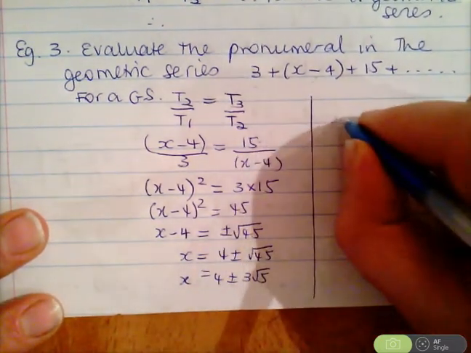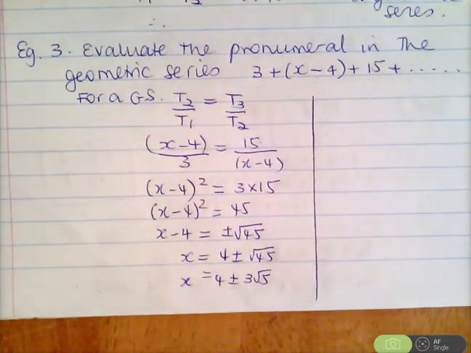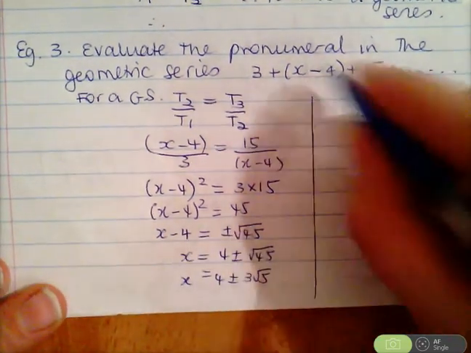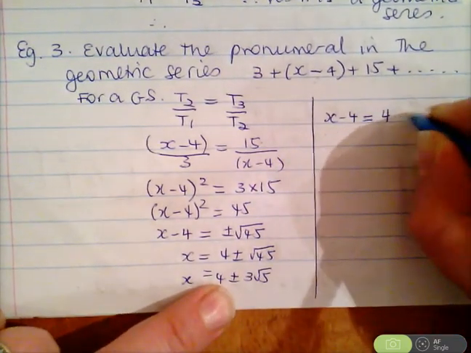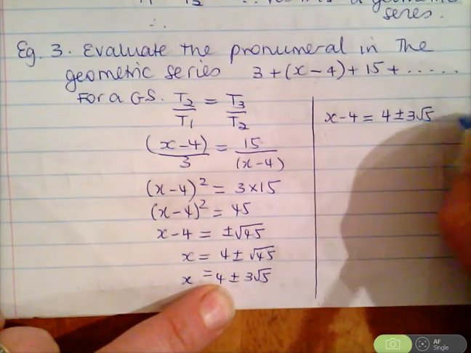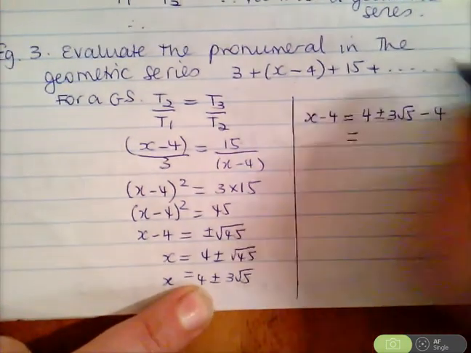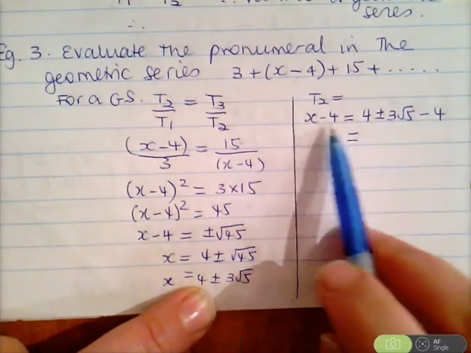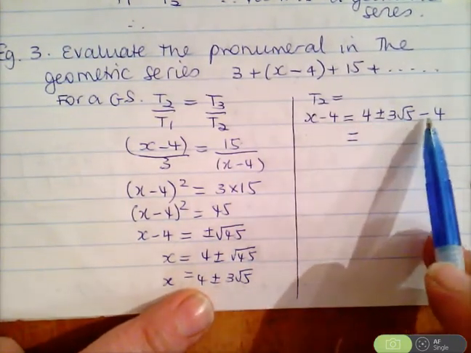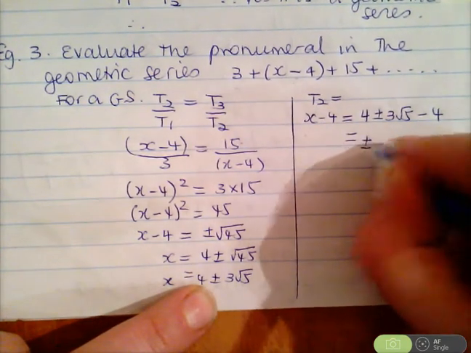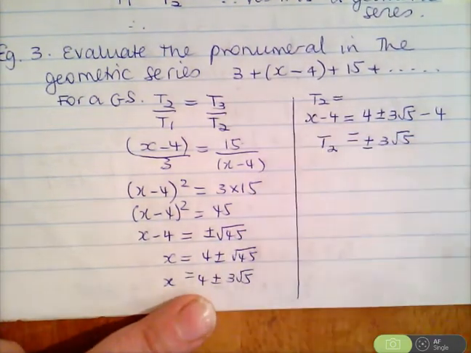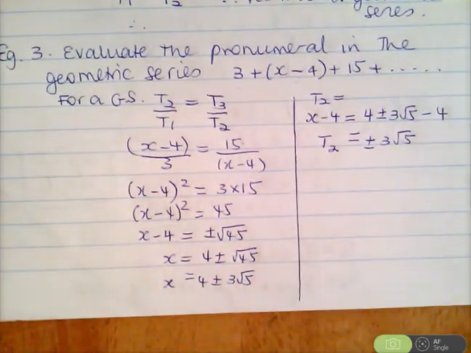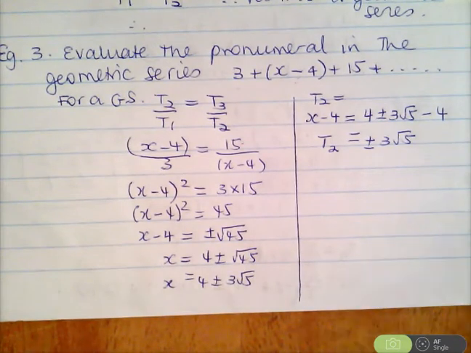That means that the middle term, x minus 4, is actually equal to 4 plus or minus 3 root 5, take away 4. So if we look at what term 2 is, it's x minus 4, which is 4 plus or minus 3 root 5, minus 4, which is plus or minus 3 root 5. That's what term 2 is, but they're just asking you to evaluate the pronumeral, which is 4 plus or minus 3 root 5.